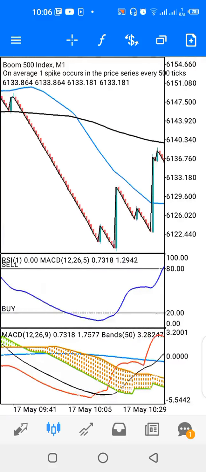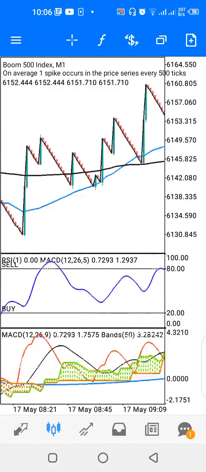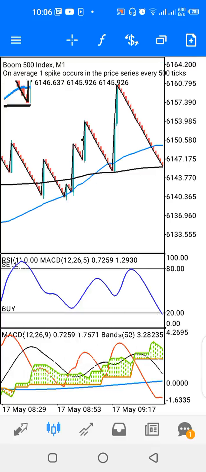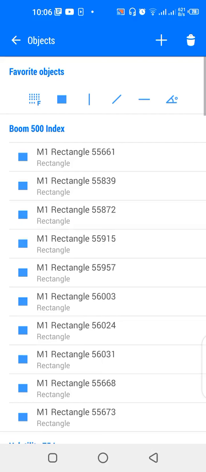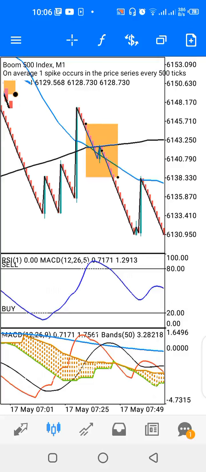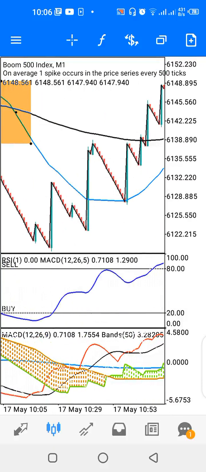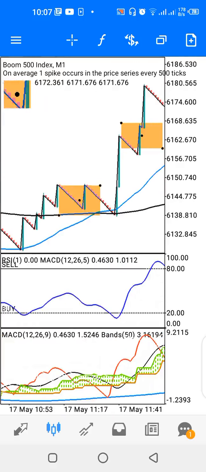So for Crash index, you sell when the blue line crosses down. For Boom index, when the blue line crosses up, you buy. You look for buying opportunities. For Crash index, when the blue line crosses down, you look for selling opportunities. So that's that for the main window. For indicator window 1, of course, I'll be buying when it crosses my buy signal, when the blue line crosses above the black line.